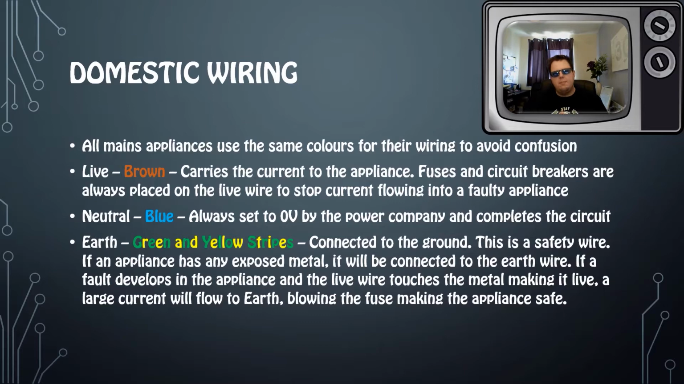Because the idea of the earth wire is, if an appliance has this exposed metal, and the live wire ends up touching that metal case, making it live, then a large current can flow to earth, blowing the fuse, making the appliance safe, or blowing the circuit breaker, making the appliance safe. Obviously, if you've got a plastic case, there's no metal for the user to touch, therefore, you don't need that protection.